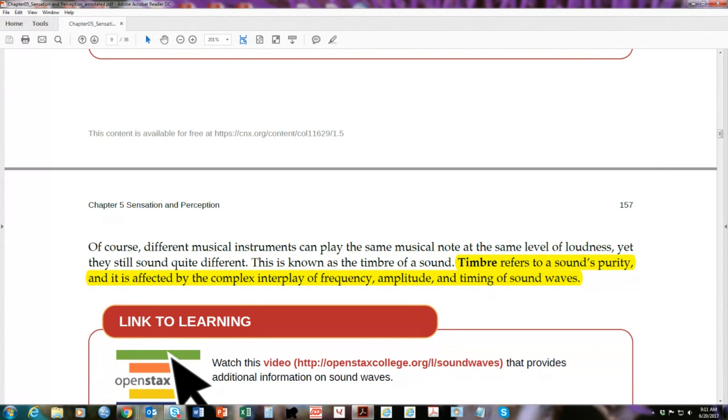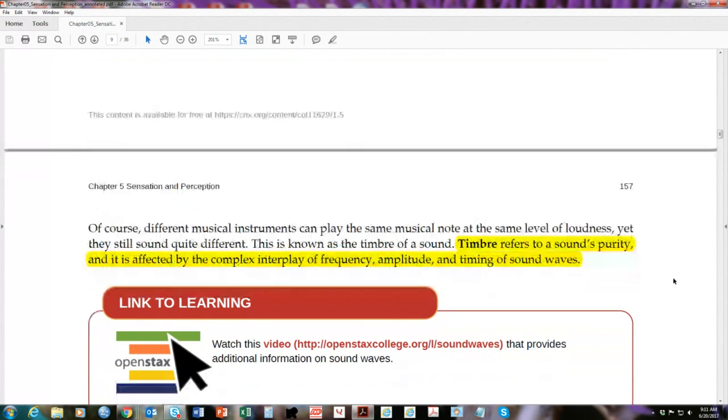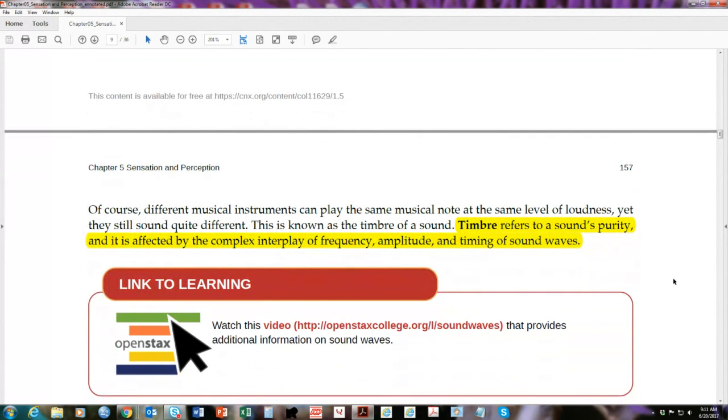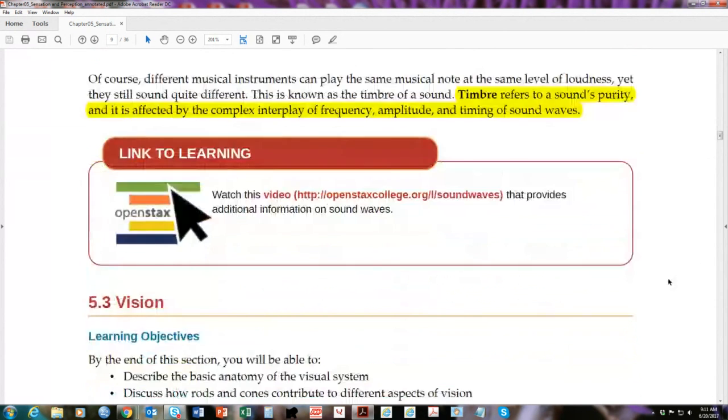For instance, you can think about the difference between hearing a musical note played by a flute, a musical note played by a trumpet, and a musical note played by a stand-up bass. They can all play the same note, yet you can very easily tell those different instruments apart because the timbres are different.